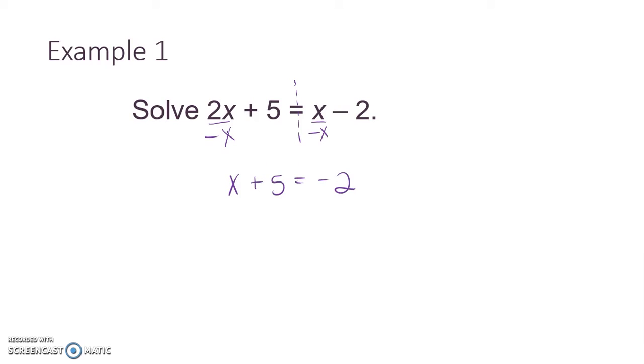So that's how we moved it over. We had a positive x, so we're subtracting it from both sides. And we have x plus 5 equals negative 2. Just remember, what you do to one side, you must do to the other. And then we have a one-step equation here, so we can just go ahead and solve. We're going to subtract 5 from each side, because it's the inverse of our addition we were doing. And we get x equals negative 7.